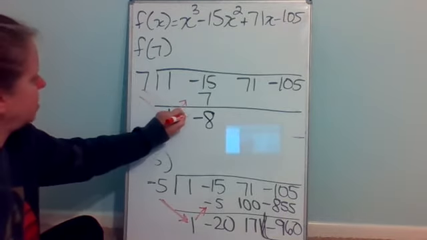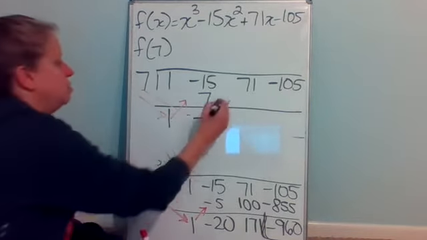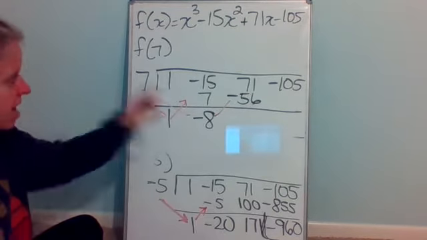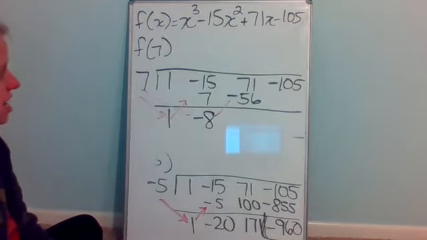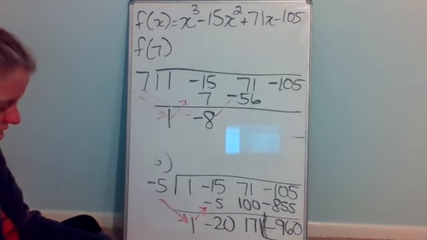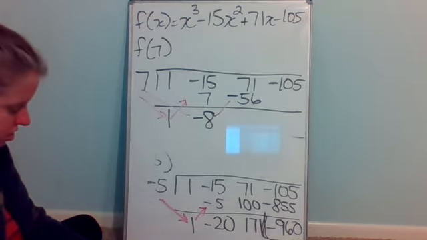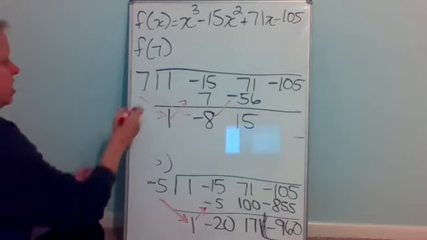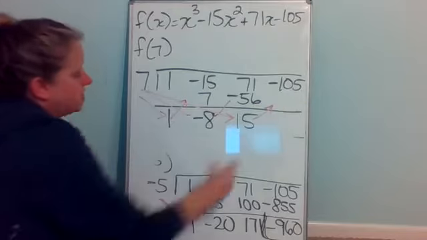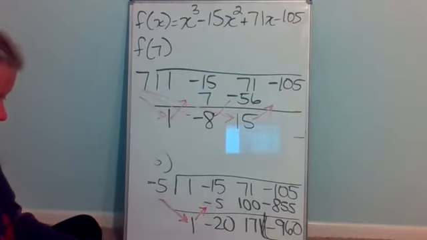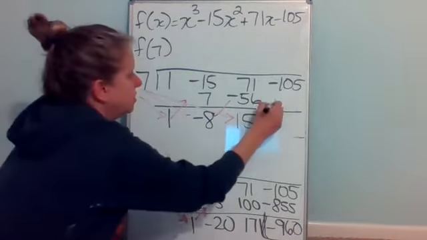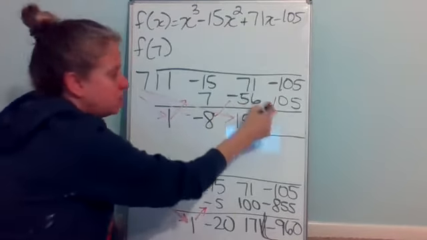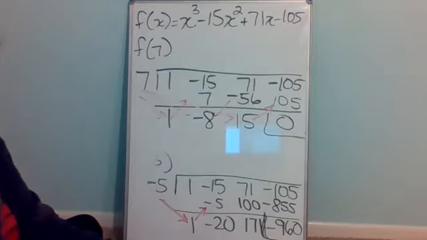So now I have 7 times negative 8, which gives me negative 56. And then add that straight down, or in this case, 71 minus 56, which gives me 15. And my last one, 7 times 15. So what does that give me? It does give me 105. So when I add it straight down, negative 105 plus 105 gives me 0.